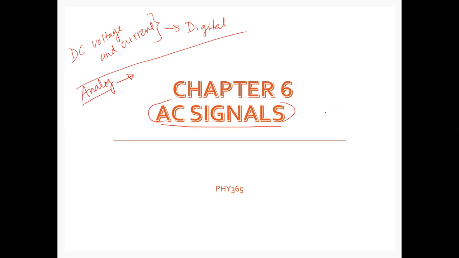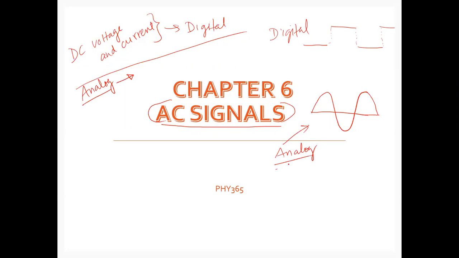Alternating, so it goes continuously like this, and this kind of signal is AC signal. In digital, we used to have this, 0, 1, 0, 1. This is the digital world. This is analog now. The simplest wave is sinusoidal, we call it sinusoidal.